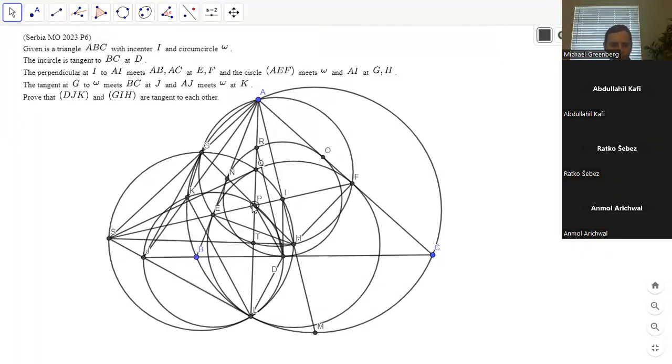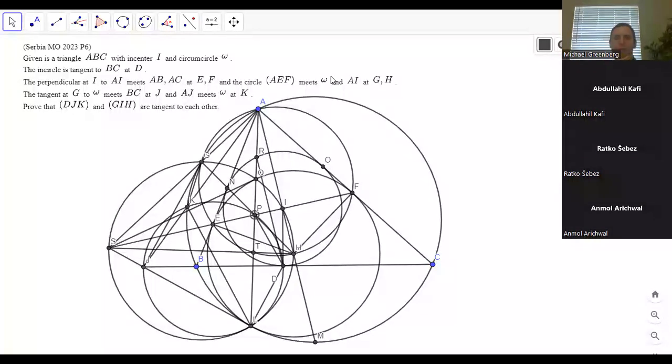This point P is tricky. P is like the intersection of A, L, and E, F. Do you think you can prove GLHI is cyclic?